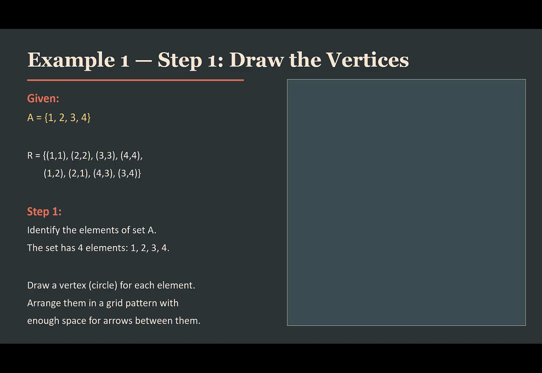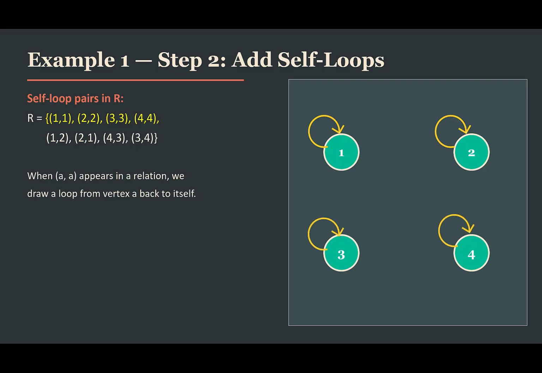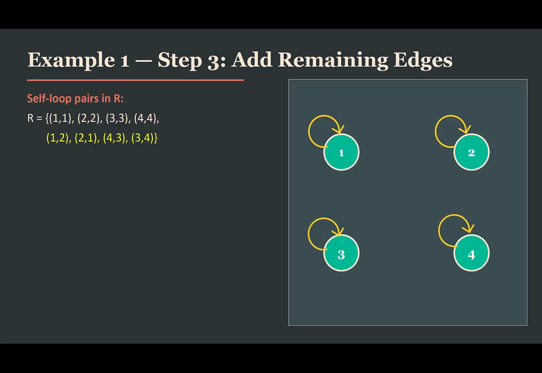We'll make a circle for each of the elements, remembering to give ourselves spaces to add the edges as we go. In this graph, we'll have 1, 2, 3, and 4. Now we're ready to add some edges. We're going to start with the self-loops. We have (1, 1), (2, 2), (3, 3), and (4, 4). So we'll have a loop at 1, a loop at 2, a loop at 3, and a loop at 4. Now we can add the remaining edges.